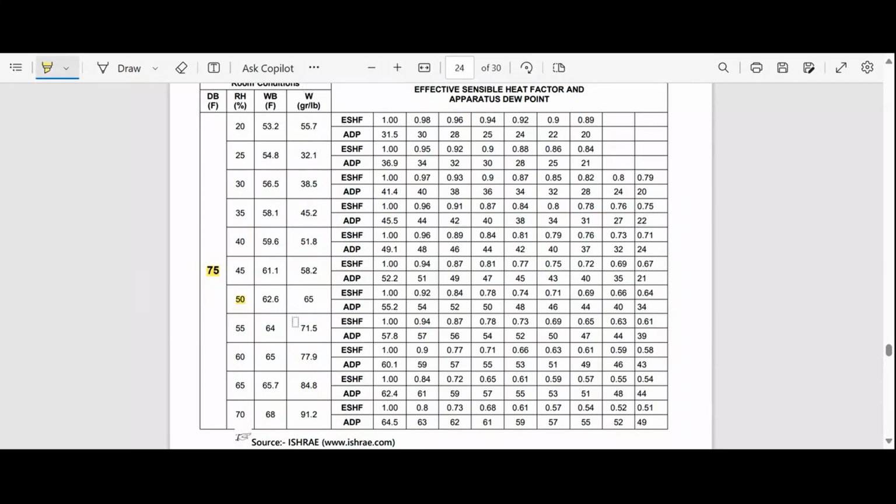We have taken the other humidity as 65, right? So 65 is also coming here. This is a simple psychrometric table. This is ESHF and this is the apparatus dew point temperature. Our ESHF is 0.88, right? Here we have 0.84 and 0.92, so 0.88 will come in between. 52 is the 0.84 value, 54 is the 0.92 value. So it is about halfway, which means 53, approximately 53. So we'll come back.